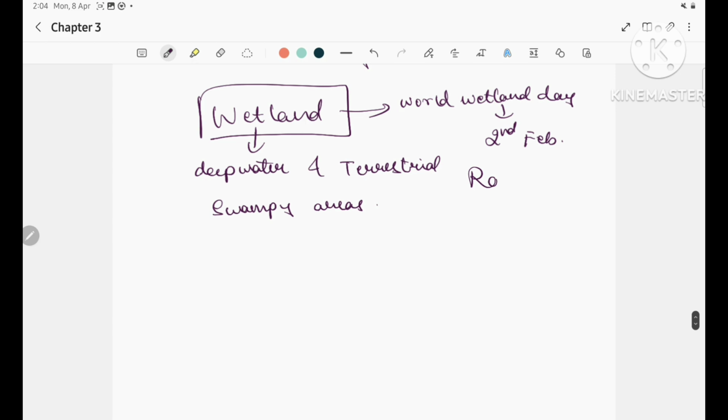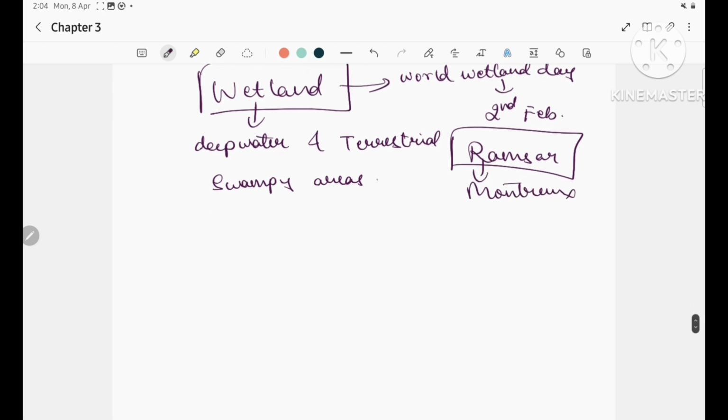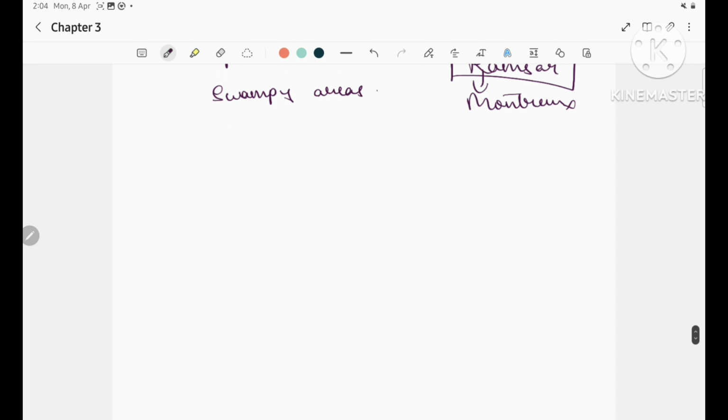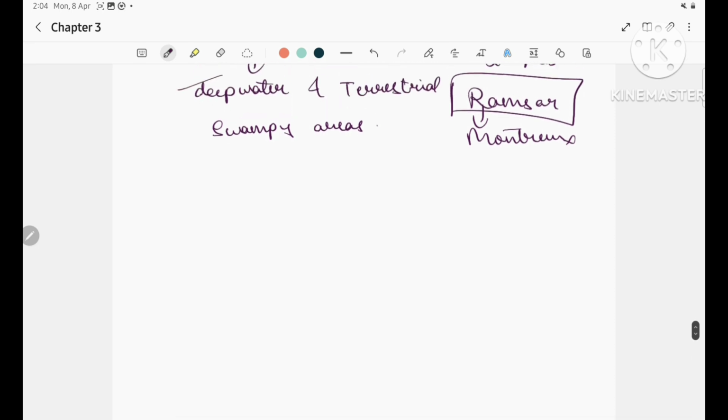There is also the Ramsar Convention for the preservation of wetlands, and the Montreux record also. We'll see that next. So what is a wetland? As I said, it is a transition between deep water and terrestrial area, and an example is swampy areas. So there is the National Action Plan for conservation of aquatic ecosystems. This action plan covers lakes and lakes plus wetlands.